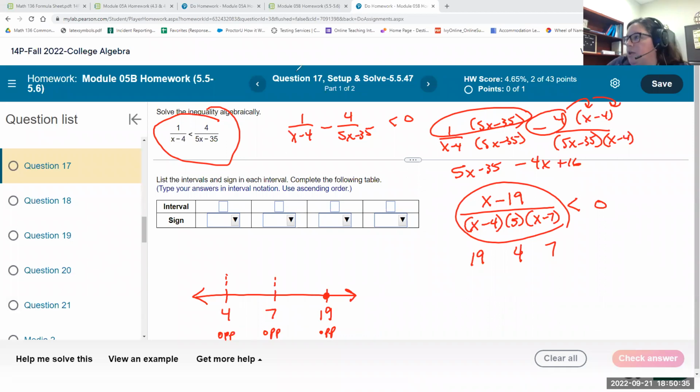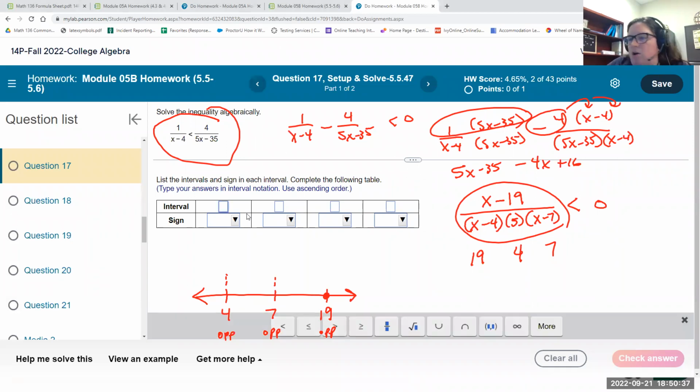But the intervals I'm looking at then, I'm just going to do these all with parentheses. That's what it's looking for, because I don't know for sure yet whether the ends are going to be included or not. In fact, in this case, it's strictly less than, so none of them are going to be included. But I'm going from negative infinity to 4 for the first interval, from 4 to 7 for the second interval, 7 to 19, and 19 to infinity.